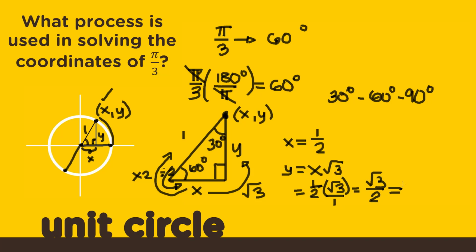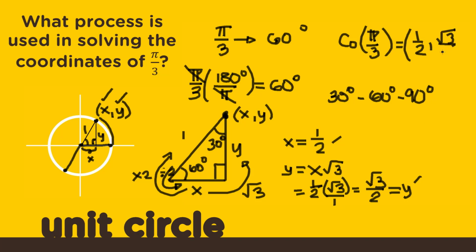This is the value of y, or the height of this right triangle, which corresponds to the second entry of our terminal point. With these two values, we can now say the coordinate for pi over 3. Again, we can memorize this, and probably some of you already memorized this one, but this is the reason behind it. It's a combination of x and y. Our x here is 1/2, and our y is square root of 3 over 2.